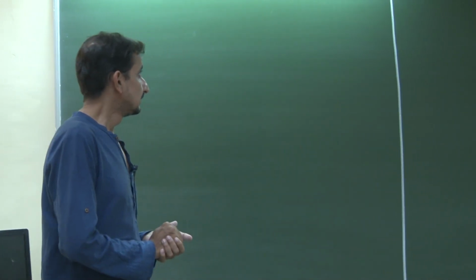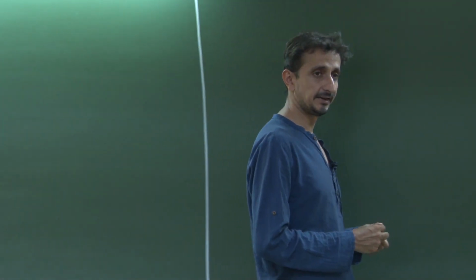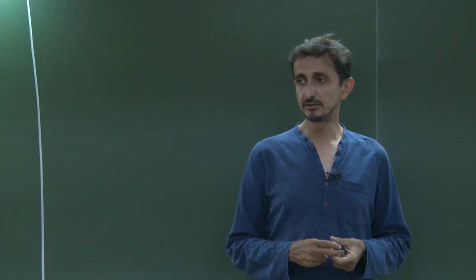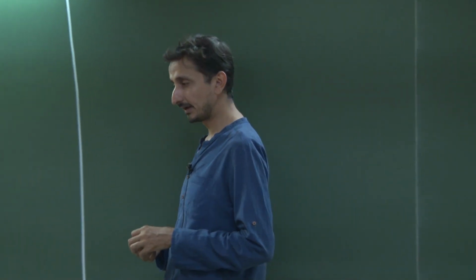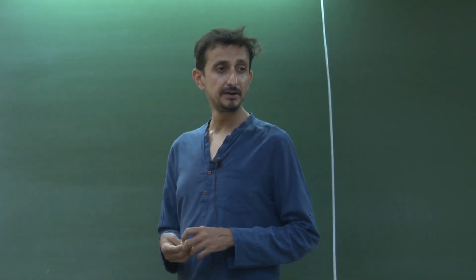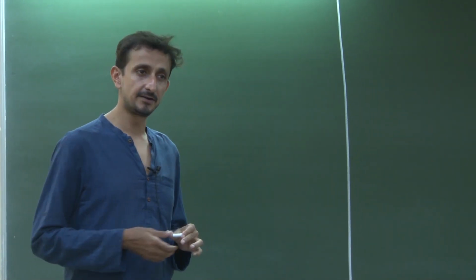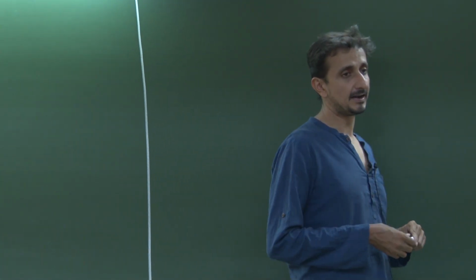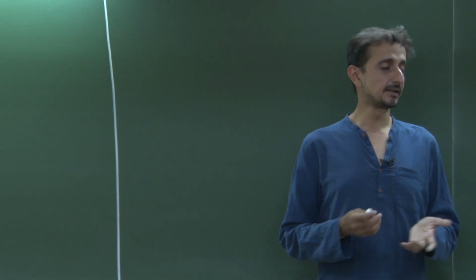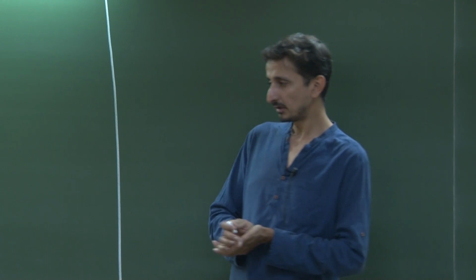So last class we looked at the basics of circuit complexity. We saw the definition of what is a circuit, what we mean by the size of a circuit, and we saw some trivial upper bounds on the size of a circuit computing any arbitrary Boolean function. In particular, we saw this n into 2 to the power n upper bound on any circuit computing an arbitrary Boolean function.